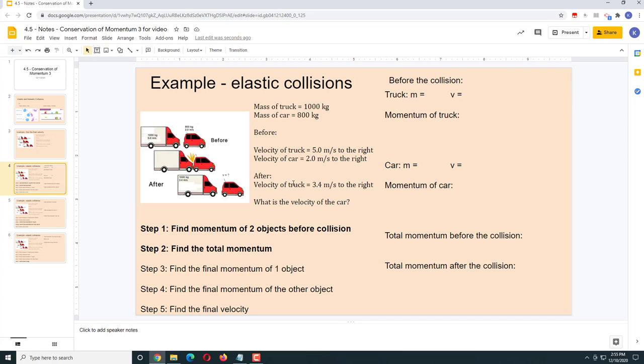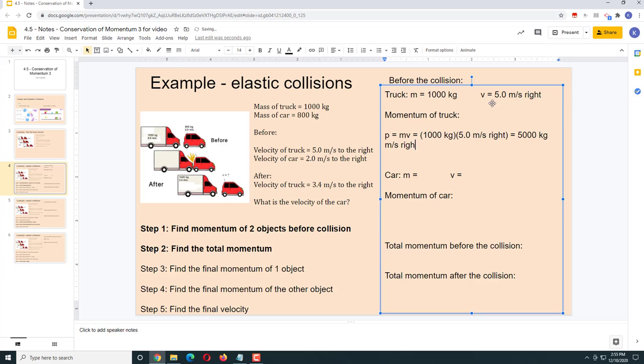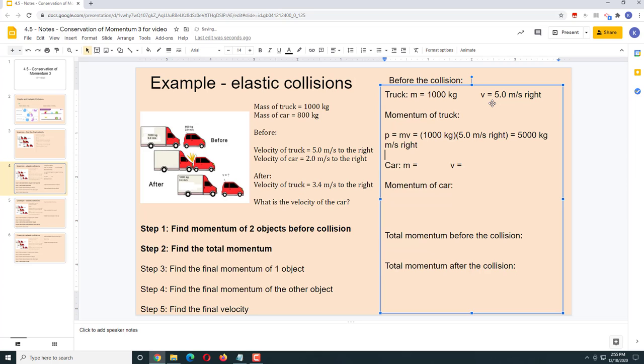So just like the last lesson, first we find the momentum of the truck and the car. The truck's mass is 1,000 kilograms. The velocity is 5 to the right. So the momentum is going to be 1,000 times 5, which gives us 5,000 to the right. Similarly, the car is 800 kilograms. The velocity is 2.0 meters per second to the right.